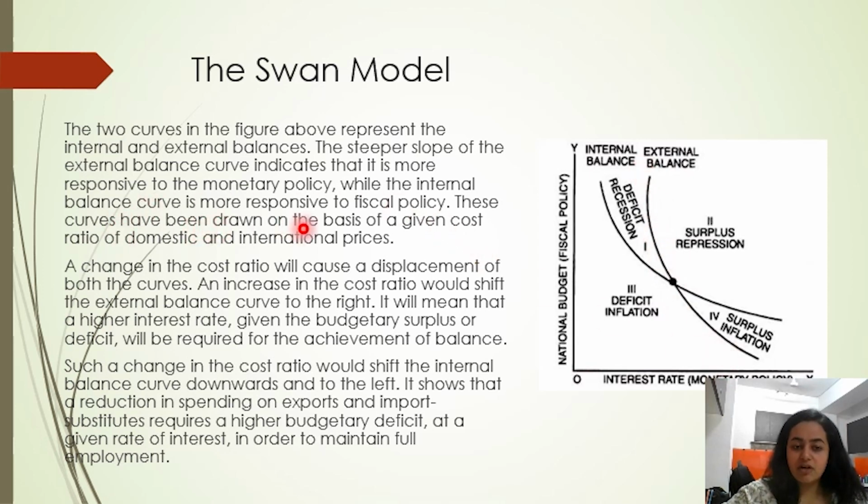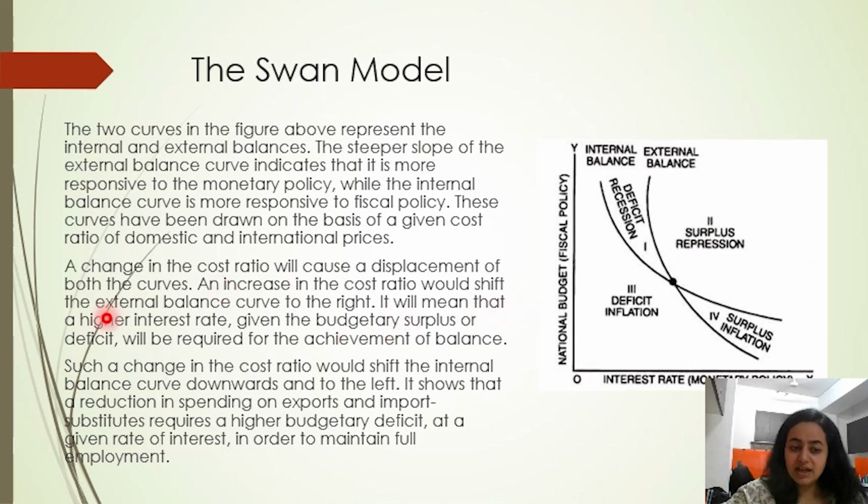These curves have been drawn on the basis of a given cost ratio of domestic and international prices. We have the prices, and according to those prices, these curves are prepared. A change in the cost ratio will cause a displacement of both the curves. An increase in the cost ratio would shift the external balance curve, now if the cost ratio shifts, it will move rightward or outward.